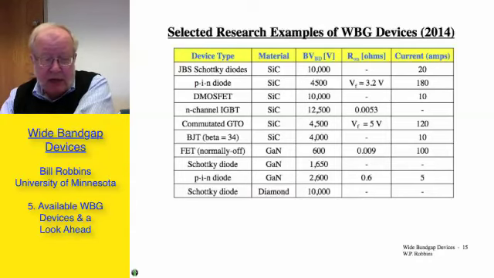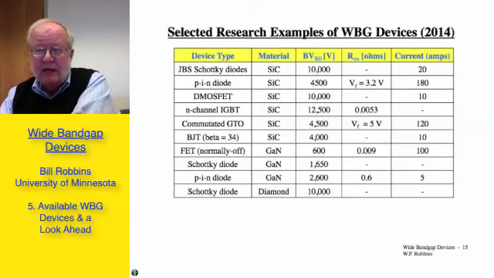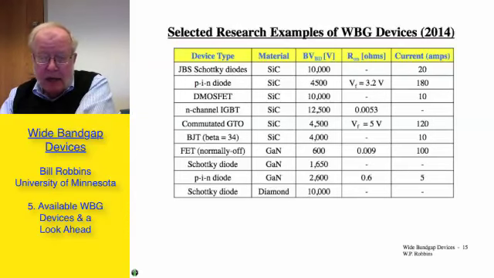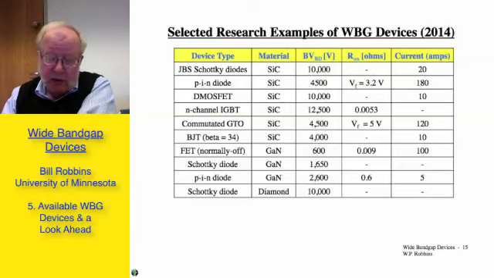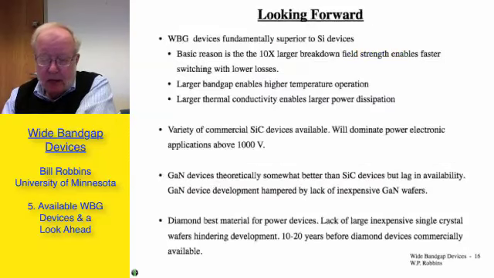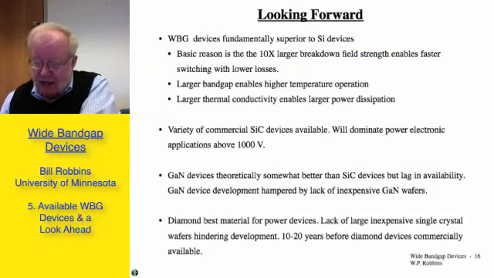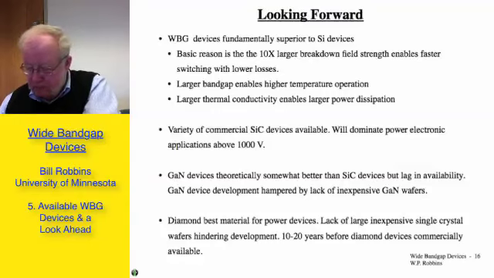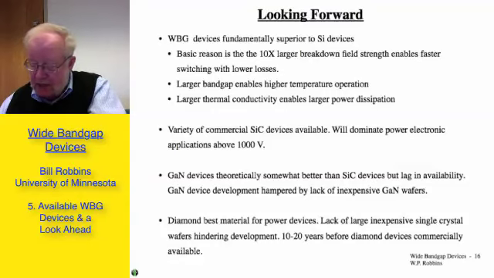There's even been demonstrated Schottky diodes in diamond at 10,000 volts, though these are very small area devices and not carrying very much current, though their current density is quite high. So this gives you a feeling of the kind of research that's going on in wide bandgap devices at the present time, and in the future some of these devices are going to find commercial applications. To finish this discussion, let's take a brief look forward and answer the question, what can we expect in the future?